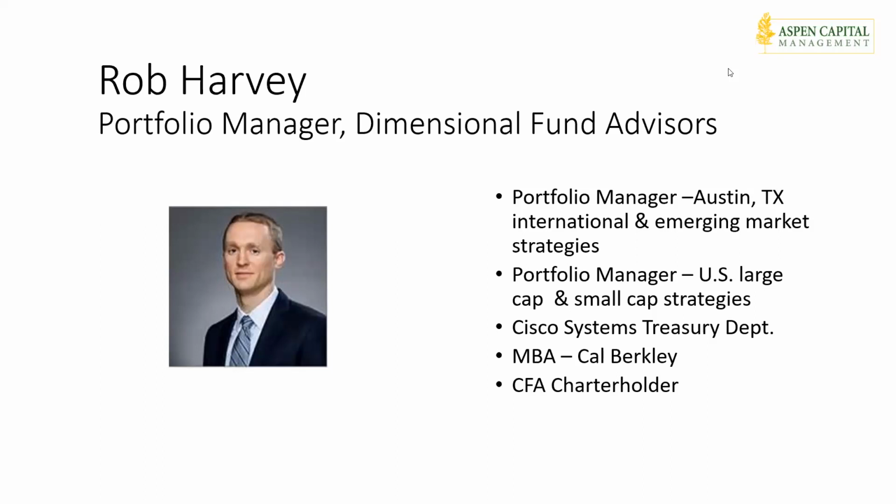Before that, Rob was managing both U.S. large cap and U.S. small cap strategies. Rob was also in Dimensional's London office on the London trading floor, managing international and emerging market strategies. Before Rob joined Dimensional, he was at Cisco Systems Treasury Department, managing both foreign exchange as well as the company's stock repurchase program. Rob's got an MBA from Cal Berkeley, and he's a CFA charter holder.